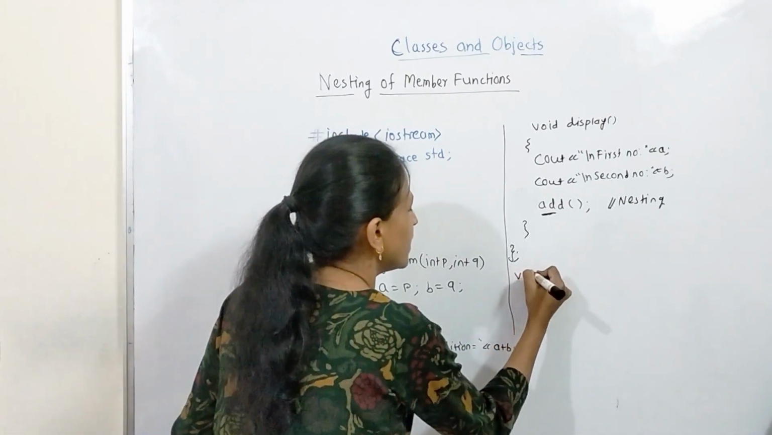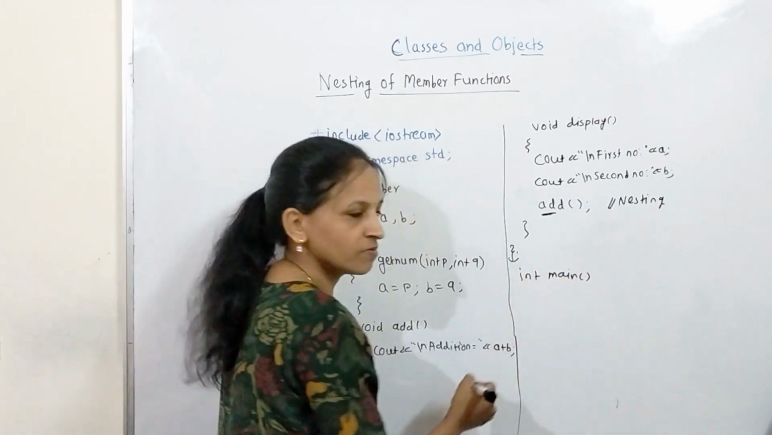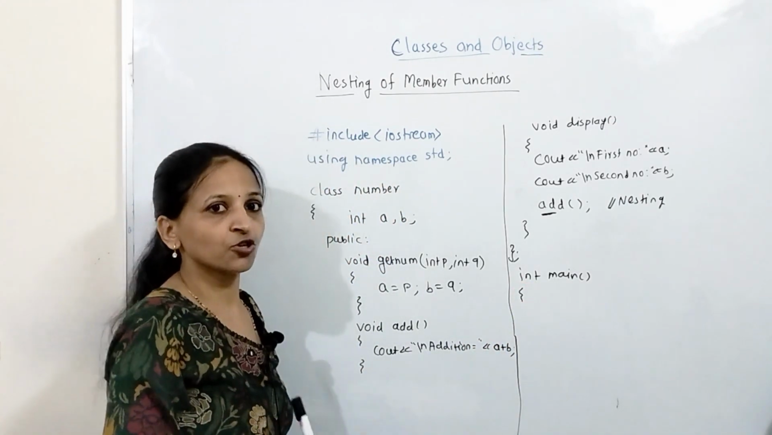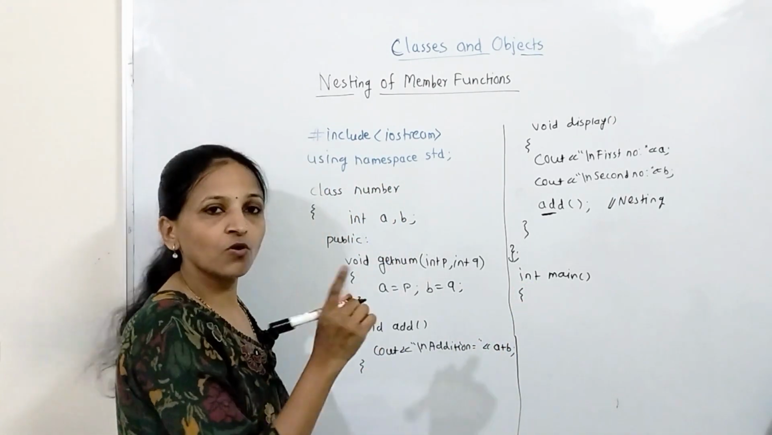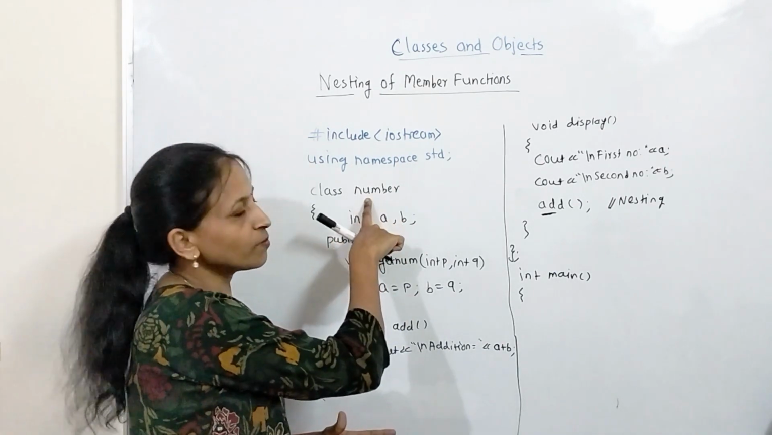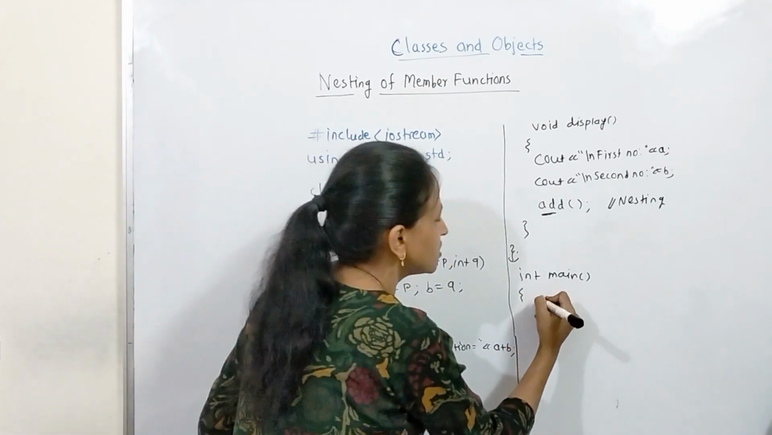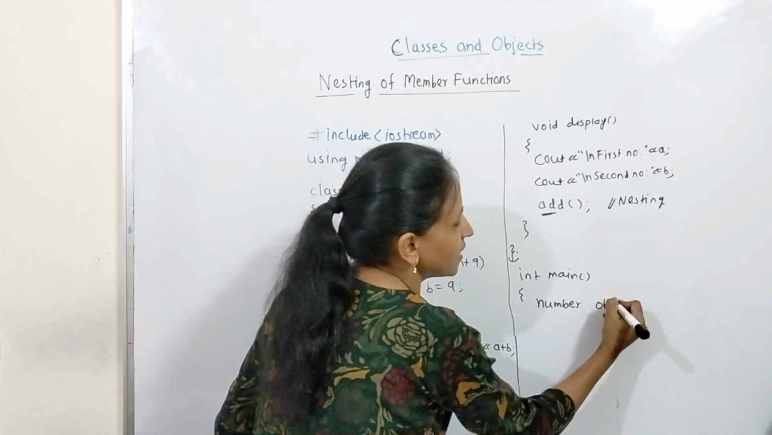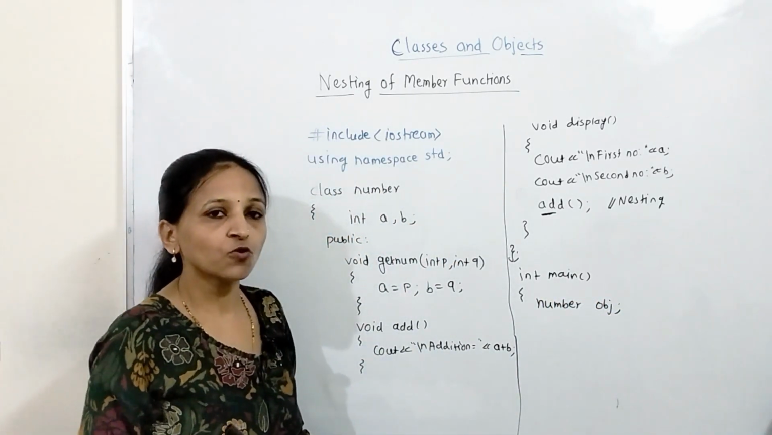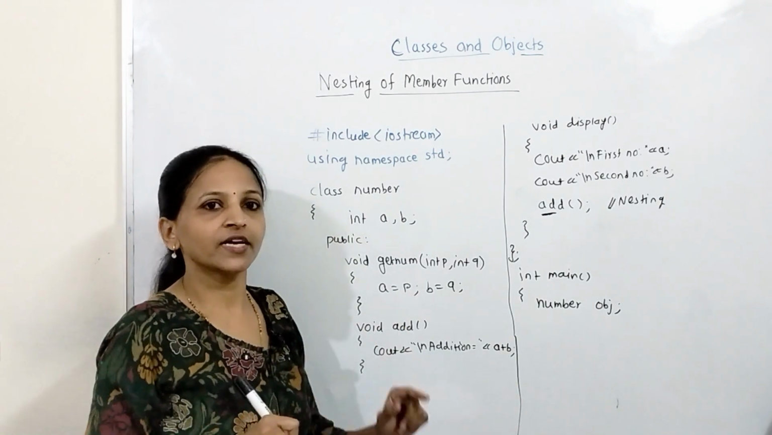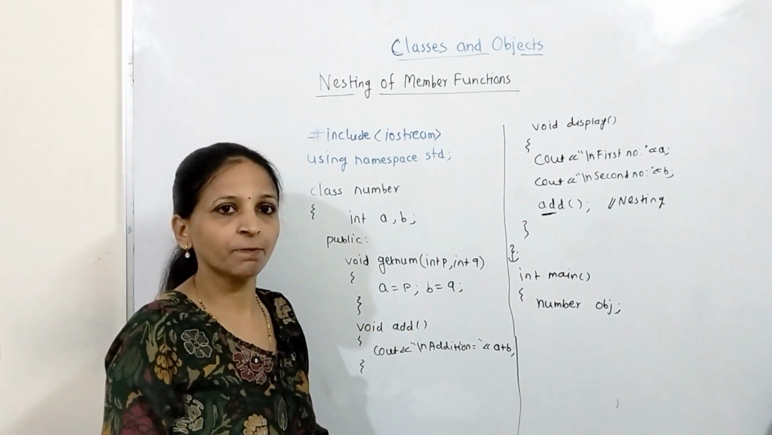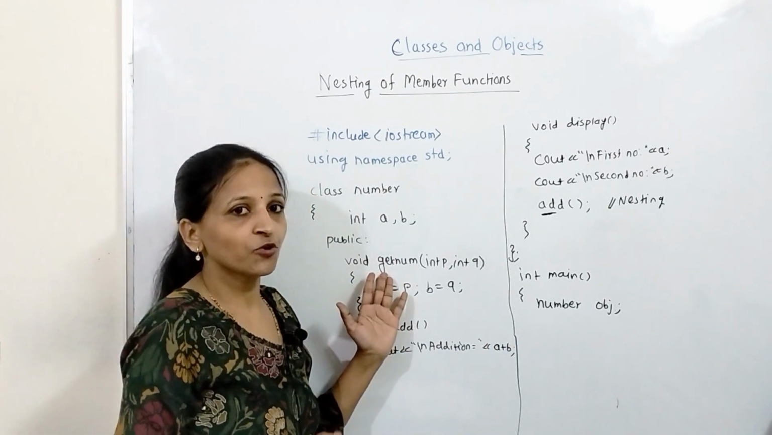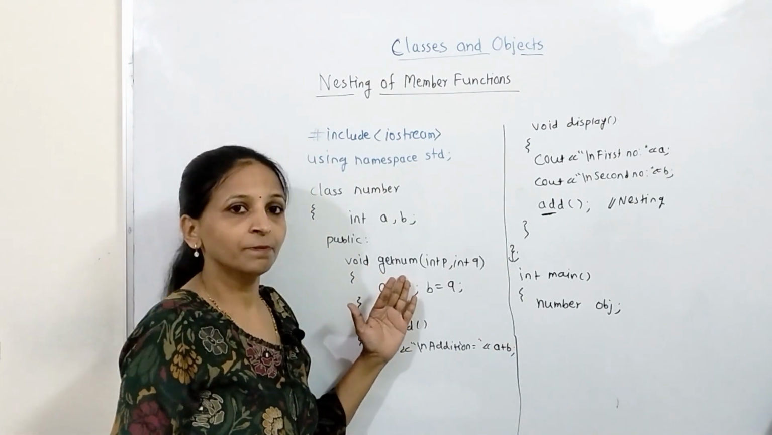Now here in main I have to write int main. Okay, now here first we will create an object of that class, then only we can call those methods. How to create an object? The name of the class is number, just write number and create an object, let obj. Okay, now this obj will have internally two data members, a and b, as a part of it. Okay, now the first member function I am going to call is the getNum member function.